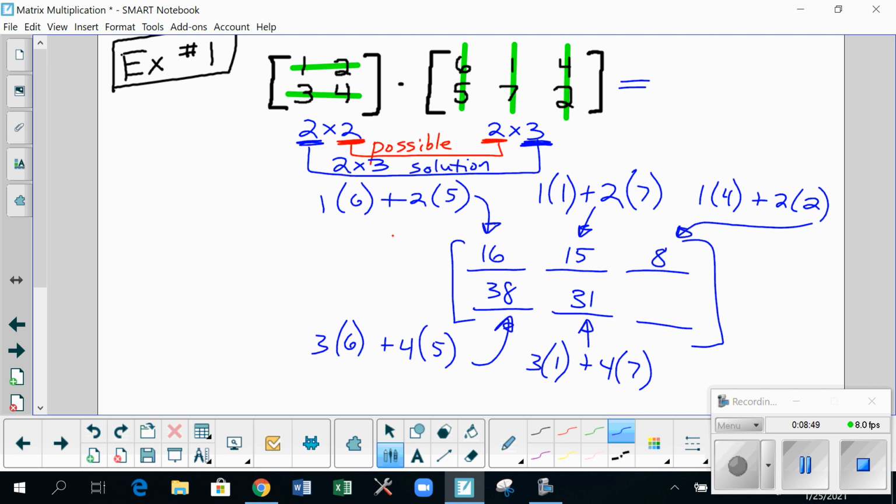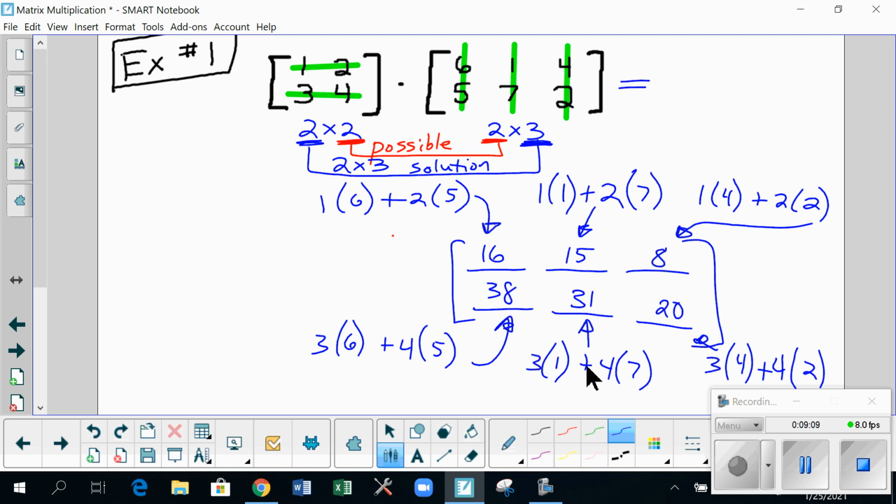And then lastly, to get my last answer, I'm going to take my bottom row in the first matrix, the 3 and the 4, and I'm going to join it together with the last column of my second matrix, the 4 and the 2. This would be 12 plus 8. This comes out to 20.